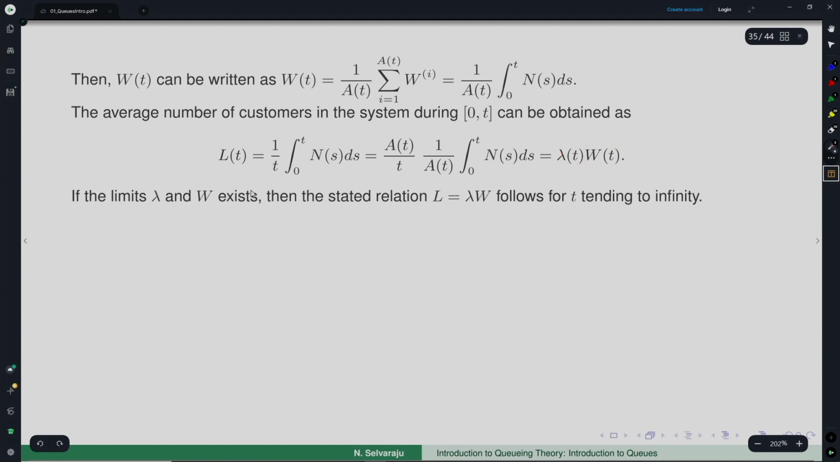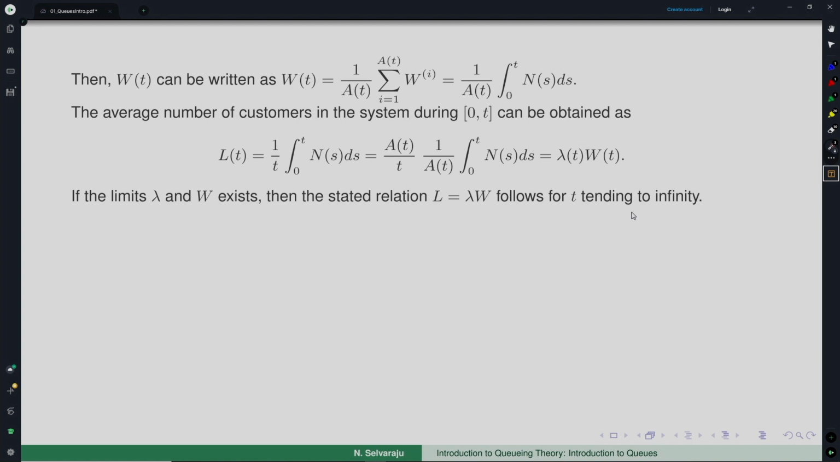Now, if you take t tending to infinity, and the limits of lambda and W exist, then the limit of L would also exist, and the stated relation follows for t tending to infinity. So, this is just an illustration of this Little's law that you might see here. The proof can be found in different ways in different places, of course. It is more than 50 years old. You can see many places where it is mentioned, and some variations people have worked on are also available.